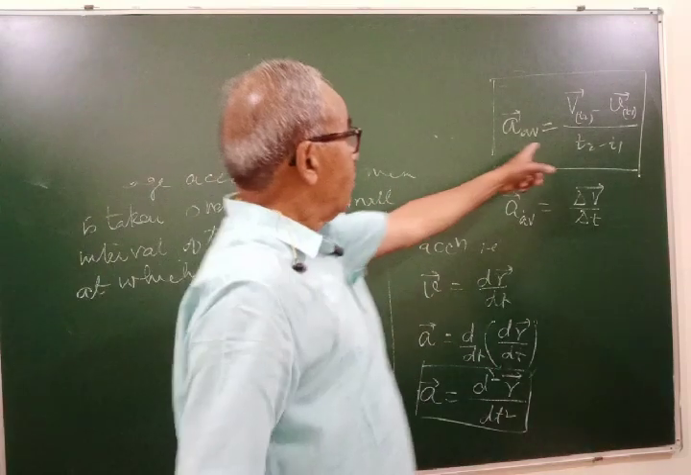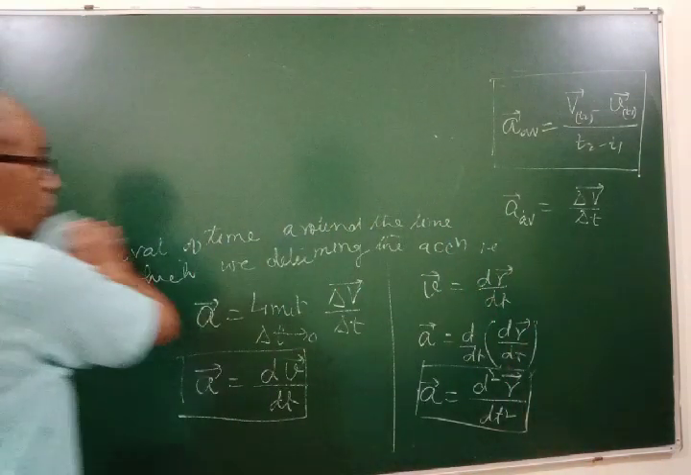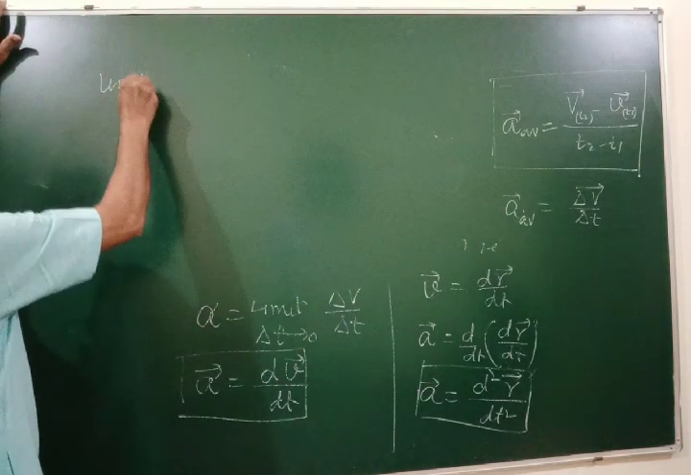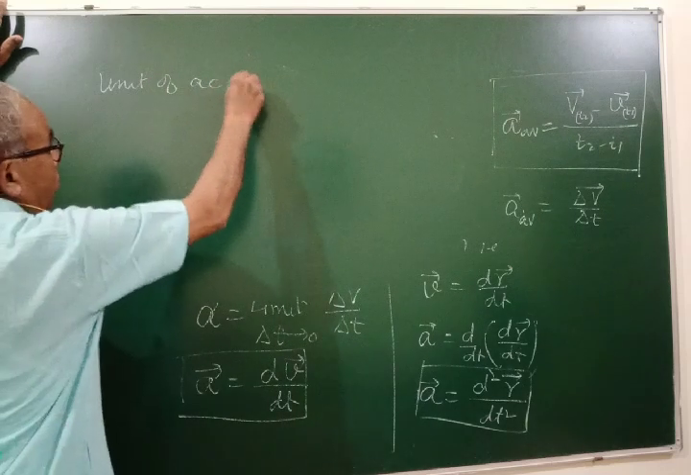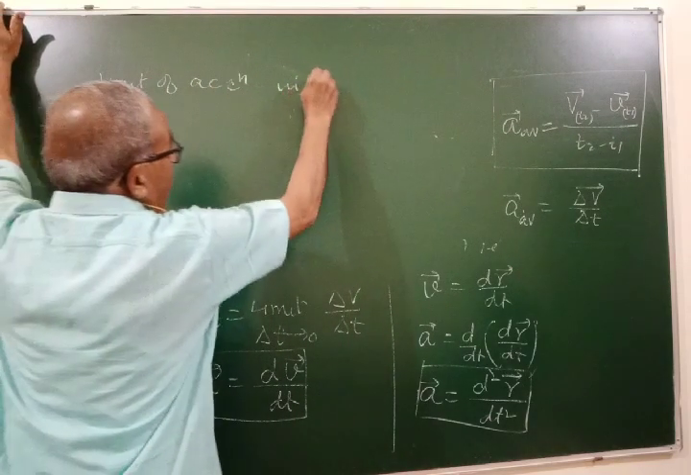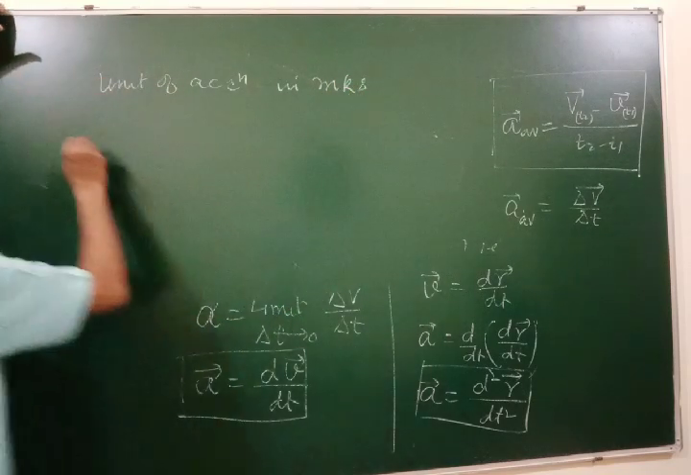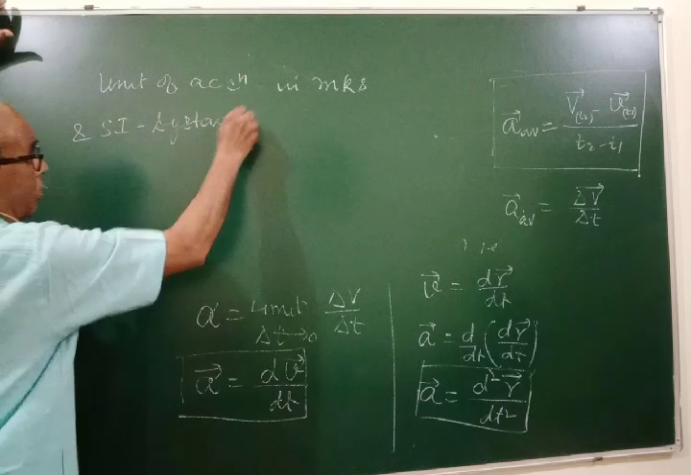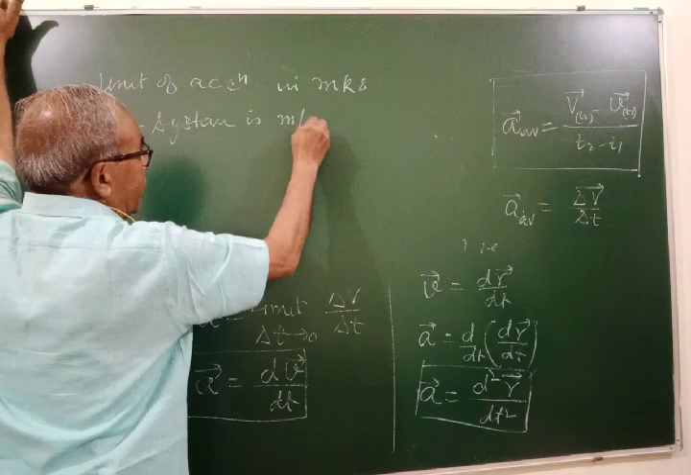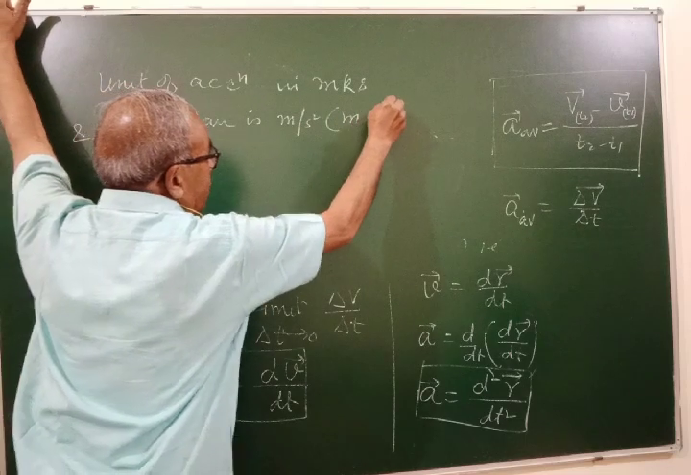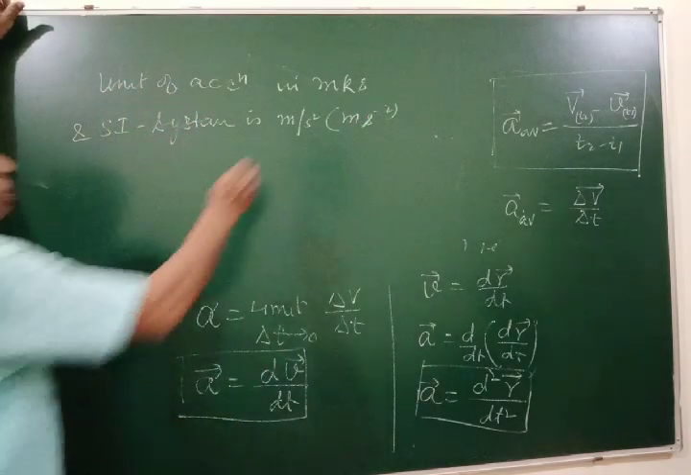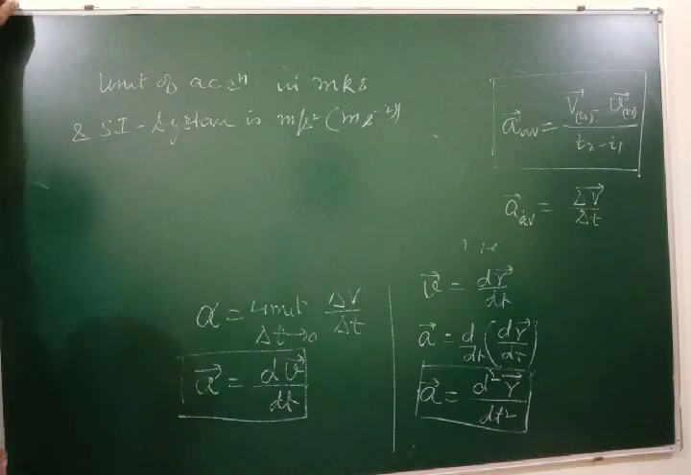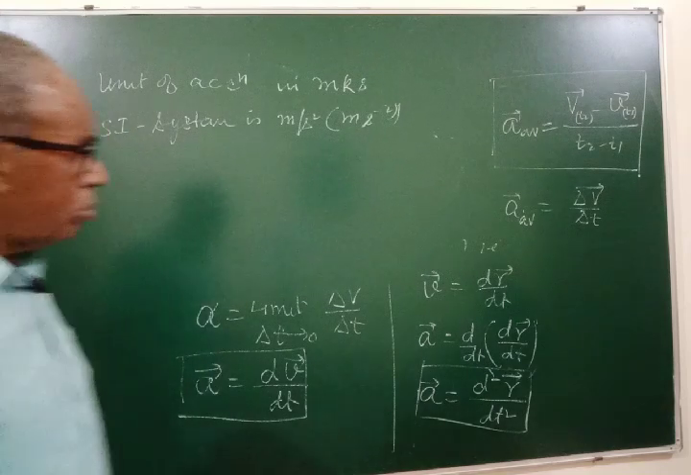Now I am coming here again. What is the purpose of writing like this? Unit of acceleration in MKS and SI system is meter per second square or meter second minus 2. This should be small s. In CGS you can write centimeter per second square. That is not so difficult a thing.